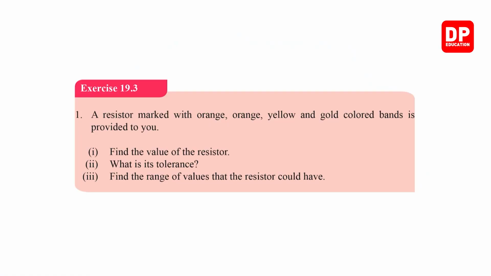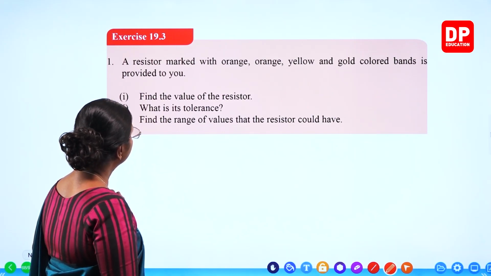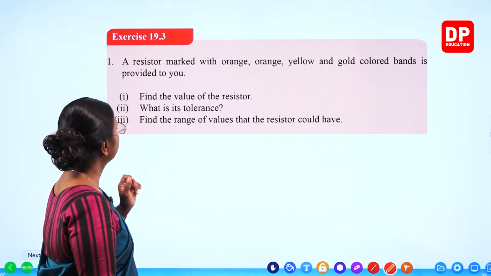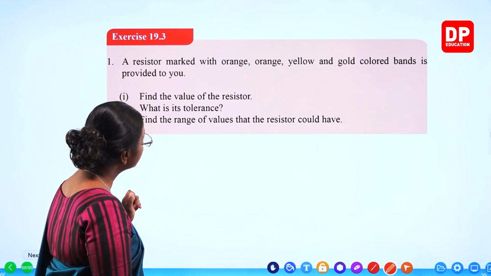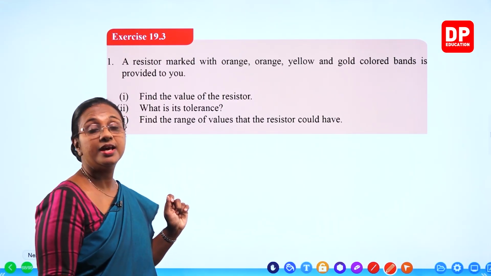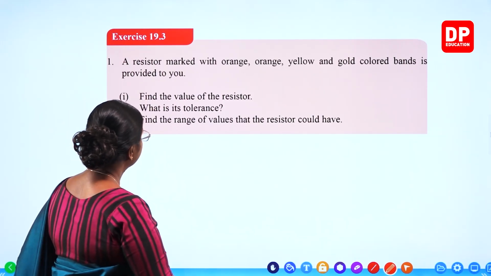So then there is this exercise 19.3 from your textbook. A resistor marked with orange, yellow and gold colored bands is provided to you. Find the value of the resistor. Second one, what is the tolerance? And the third one, find the range of values that the resistor could have. So what are the colors?